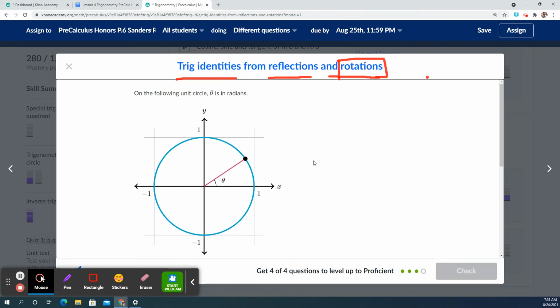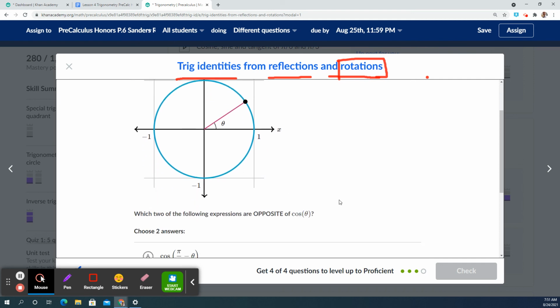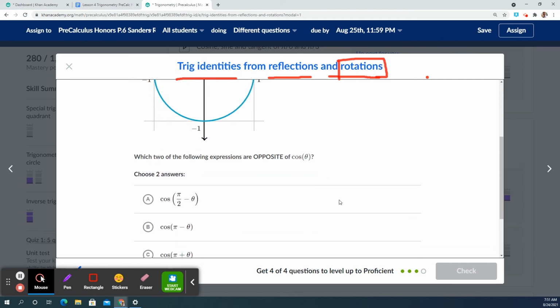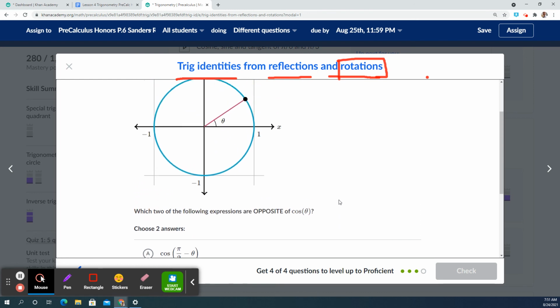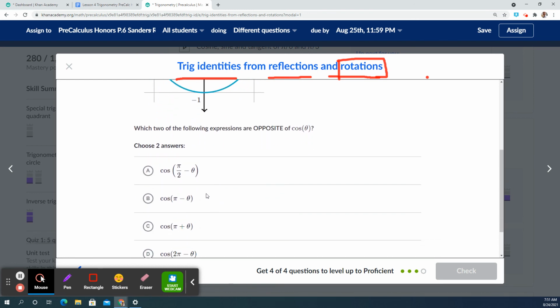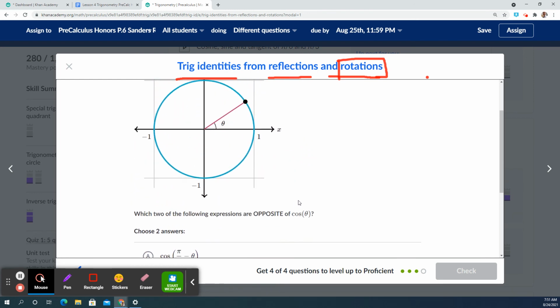Last one, just to see if it's any different. What is the opposite of cosine of theta? So it's that same idea: you'll map each one of these, seeing what quadrant it lands in, focusing on the x or the y. And then, of course, we're looking for the opposite for the answers.